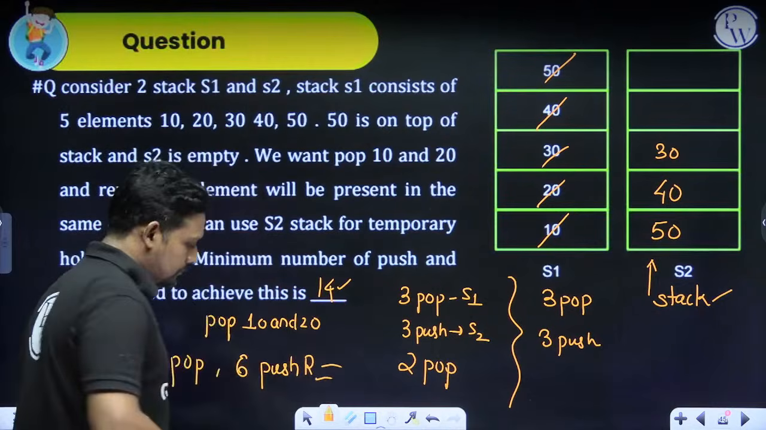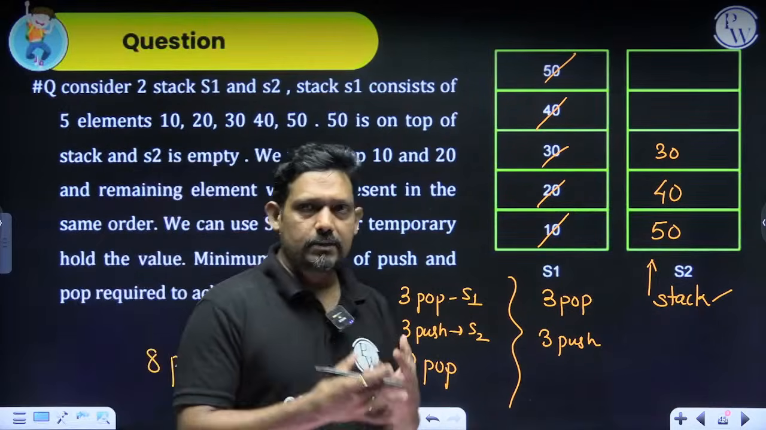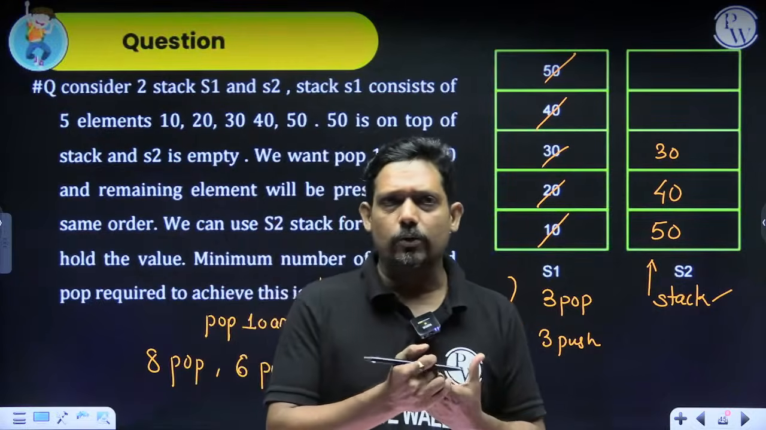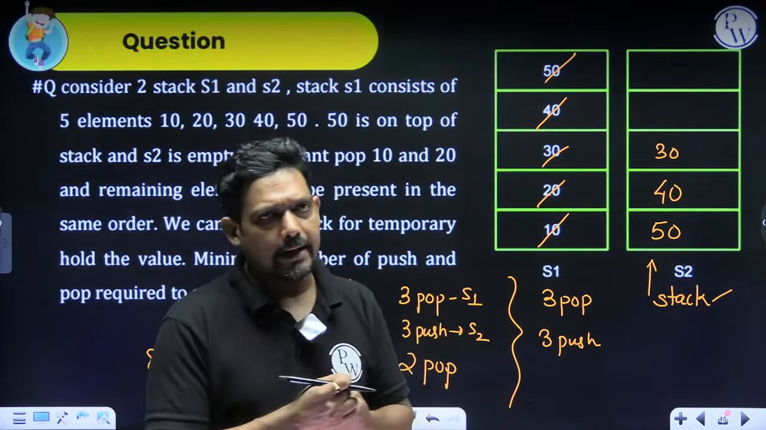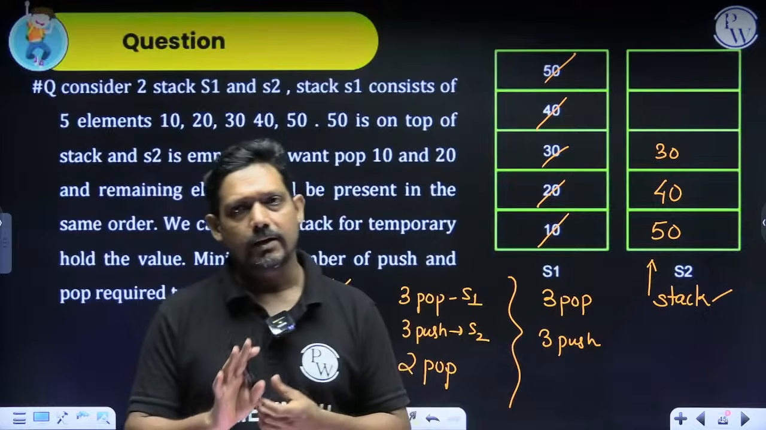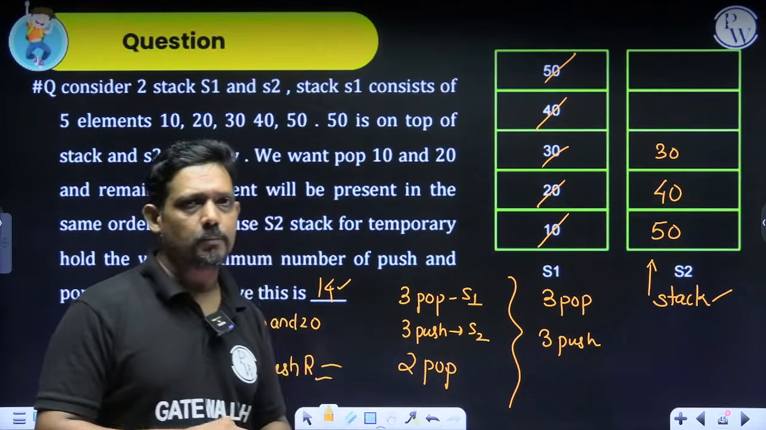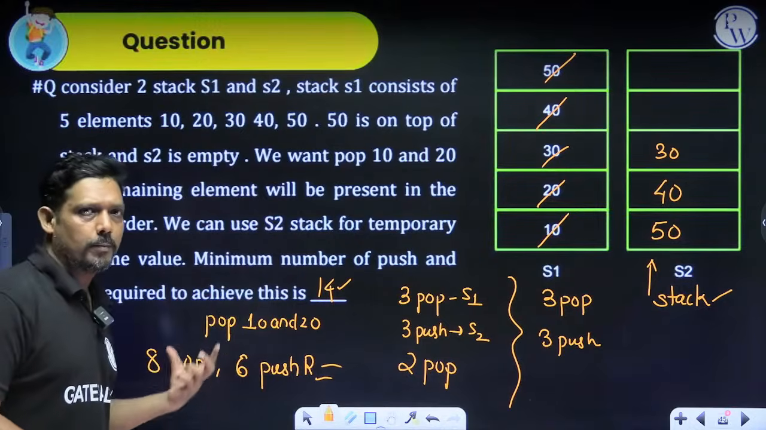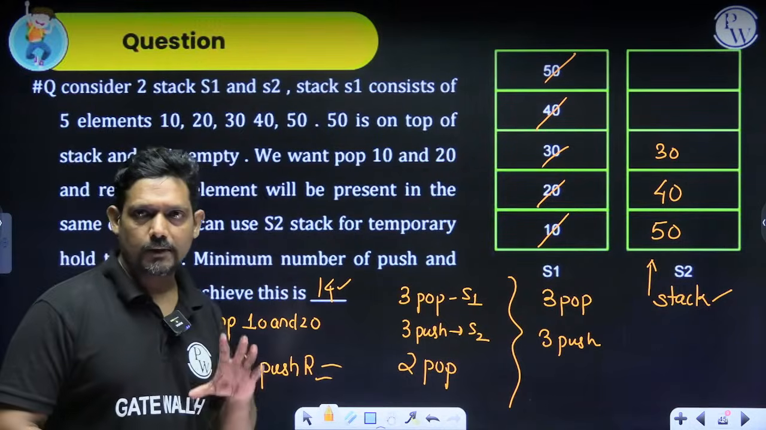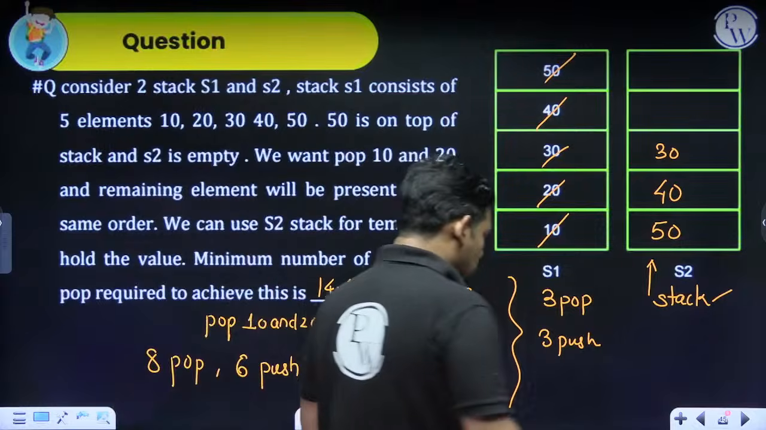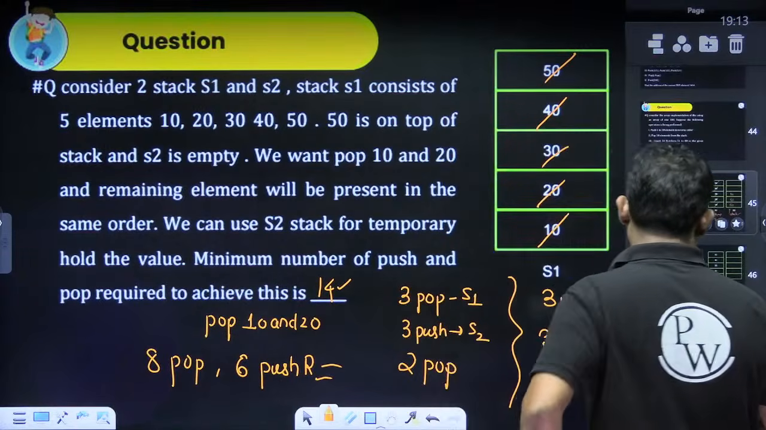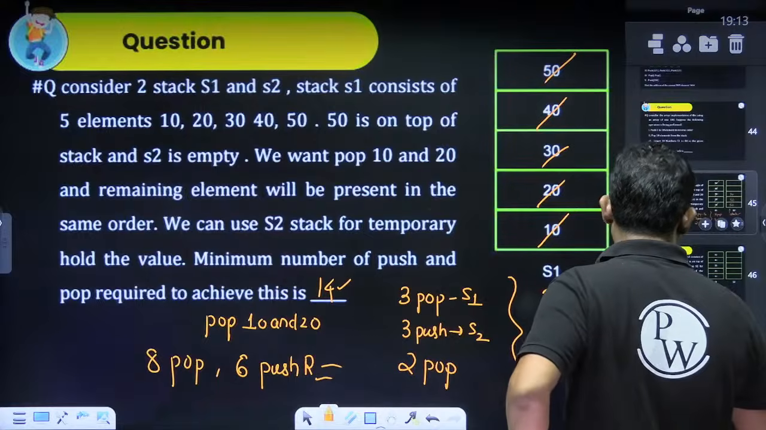It is simple aptitude: how many pushes and pops will be needed in this case? Simple: 8 pop and 6 push operations. Okay, great. So this is one part of the stack, and they ask a question related to this in the examination.